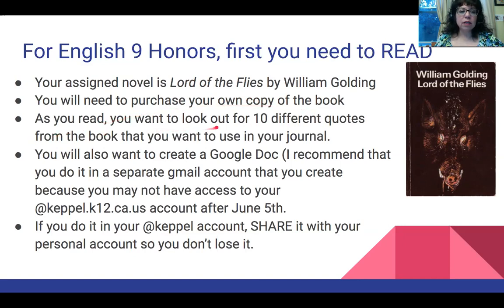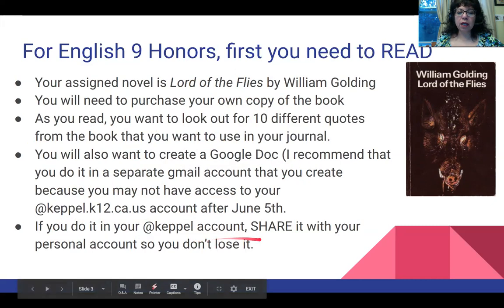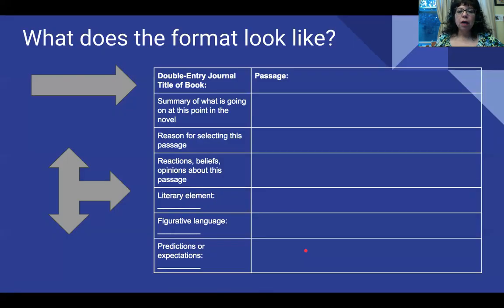The directions say that you have to look for 10 different quotes from the book that you want to use in your journal, and I'll show you how. You're also going to want to create a Google Doc. I recommend that you do it in a separate Gmail account because you may not have access to your Keppel account after June 5th. I asked already, I'll find out how long you can use it. But if you do it in your Keppel account, make sure you share it with your personal account so you don't lose it. Okay? All right.